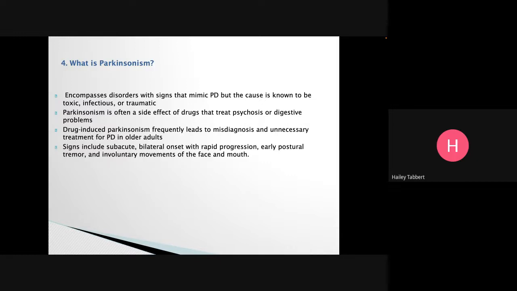So if you are a drug user for the majority of your life and you cause a lot of brain damage as a result of the drugs that you're using, this can often lead to things like dementia and tremors, which would lead a doctor to diagnose Parkinson's disease unnecessarily, even though it's really just a result of drug use. The signs for this include subacute bilateral onset with rapid progression, very early postural tremor, and involuntary movements of the face and mouth.